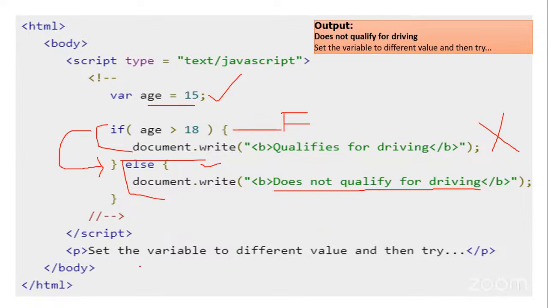And coming to the next line, closing the script tag, p tag, that is paragraph tag. Irrespective of the truth value of the condition, this statement will be executed in two cases. In the true case also that will be executed. In the false case also that will be executed.